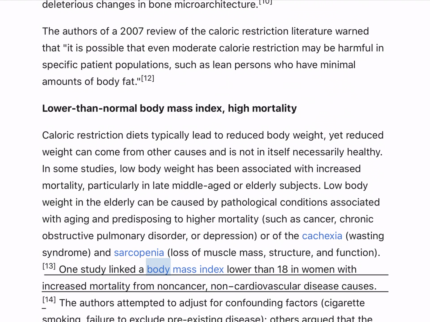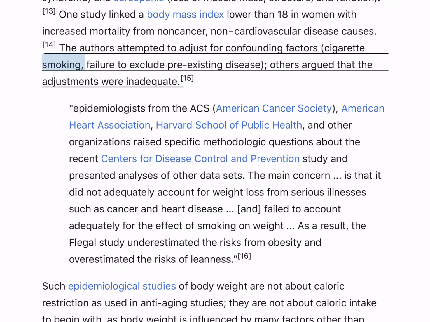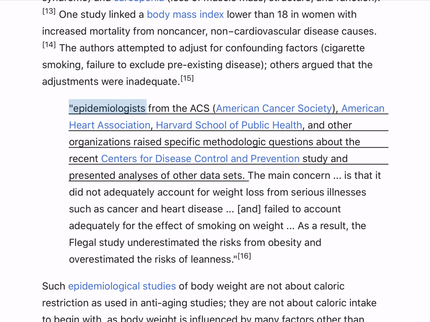13. One study linked a body mass index lower than 18 in women with increased mortality from non-cancer, non-cardiovascular disease causes. 14. The authors attempted to adjust for confounding factors, cigarette smoking, failure to exclude pre-existing disease. Others argued that the adjustments were inadequate. 15. Epidemiologists from the ACS, American Cancer Society, American Heart Association, Harvard School of Public Health, and other organizations raised specific methodologic questions about the recent Centers for Disease Control and Prevention study and presented analyses of other data sets.